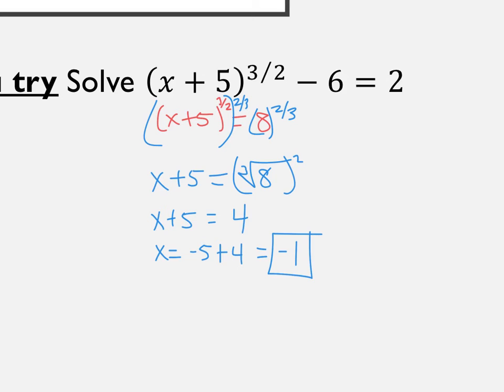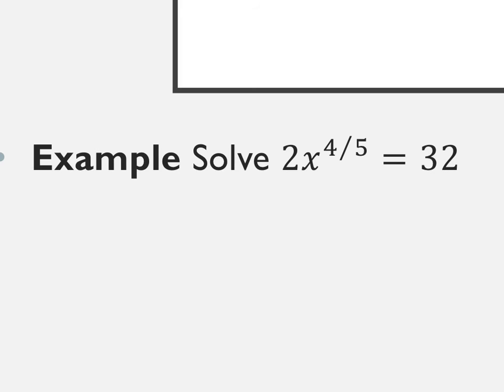Notice our reciprocal power that we talked about earlier of 3/2 is 2/3. And because the denominator is a 3 and it is an odd number, we do not need a plus or minus in our final answer. So the cube root of 8 and then squared is just 4. And then when you subtract that from 5, you do get -1. Okay, so in our last type of problem, notice we're going to follow the same steps again. We want to isolate the variable as much as we can before we deal with the exponent. So in this case, we will divide both sides by 2 first. So we'll have x to the 4/5 equals 16.